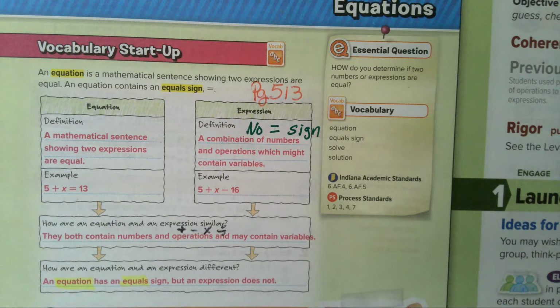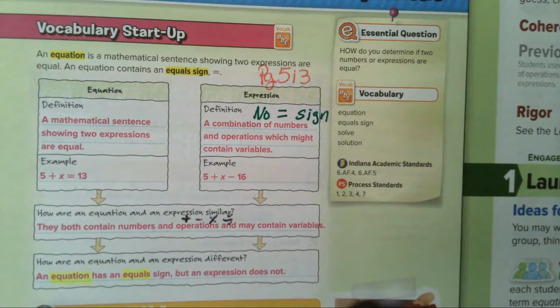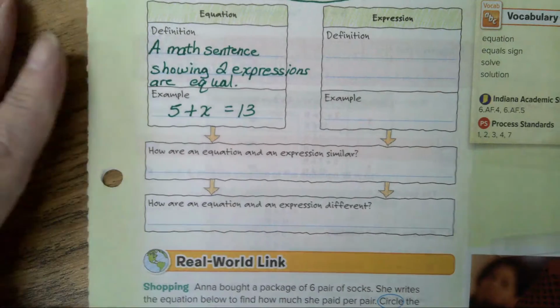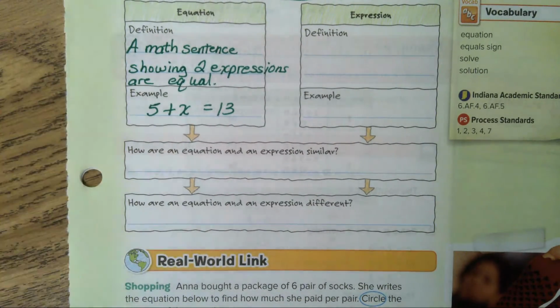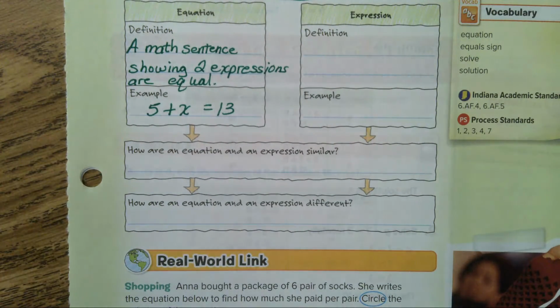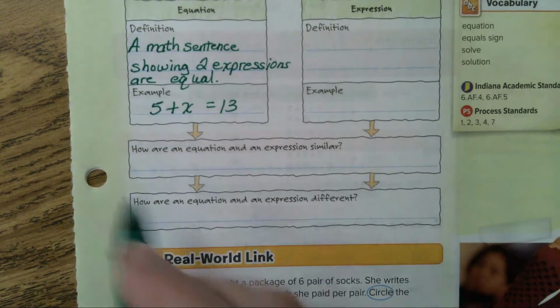Okay, we'll come back to this if you need to see it later. We're now ready for the next question. How are an equation and an expression similar? They both contain numbers and operations.